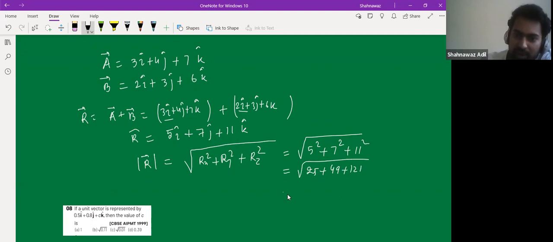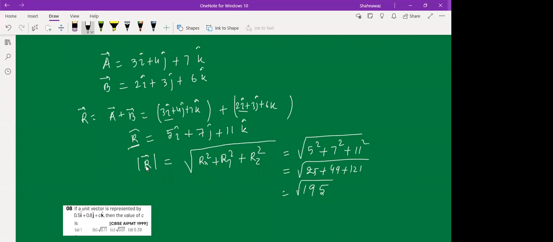And this will be 195. So this is the magnitude of this vector R.